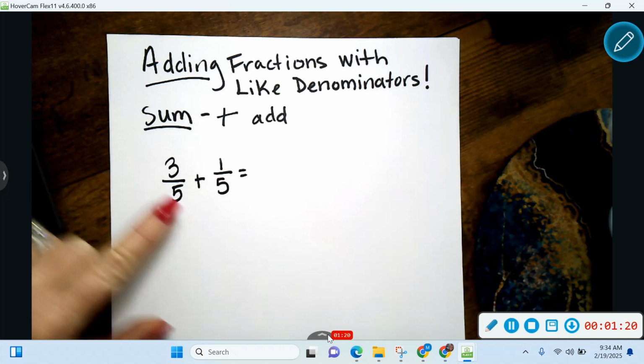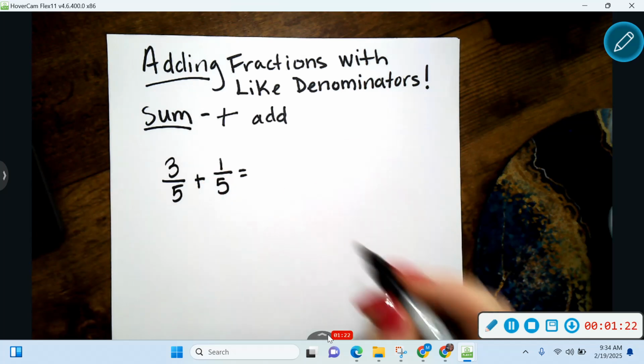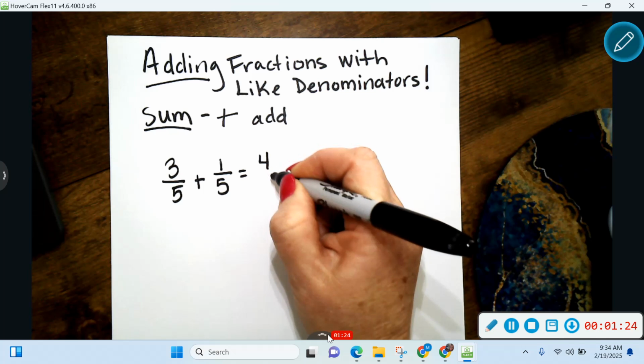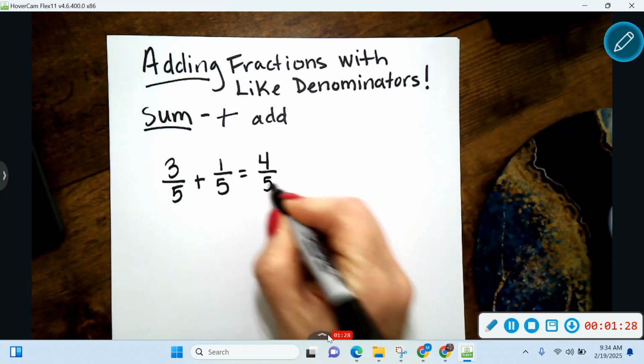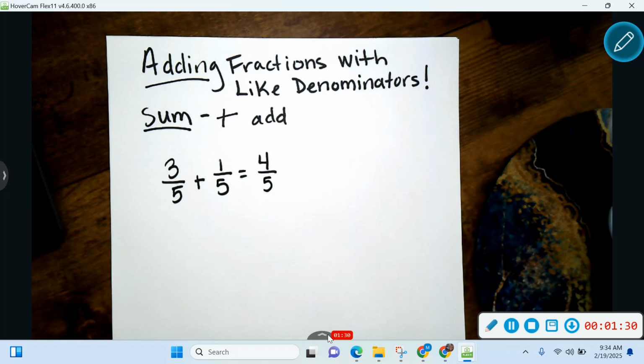So 3 plus 1 is 4. And if our denominator is the same, it stays the same. So you have 4/5 as your answer. 3/5 plus 1/5 is 4/5.